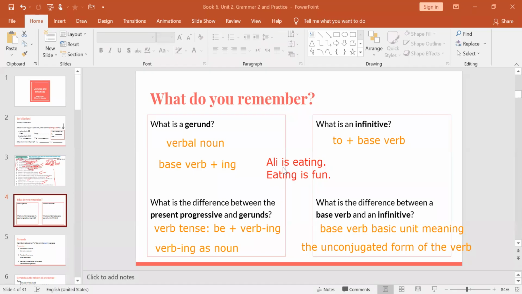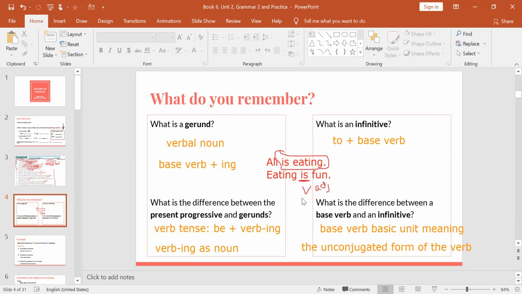So here, Ali is eating. This eating is one form of the verb, and this is called present progressive. But as you see here, the verb here is "is", okay, and then we have this predicate, but this is an adjective. This is additional stuff.